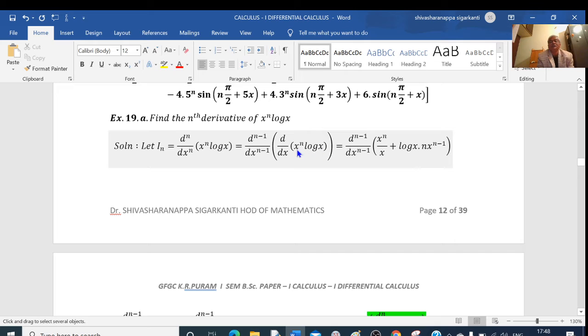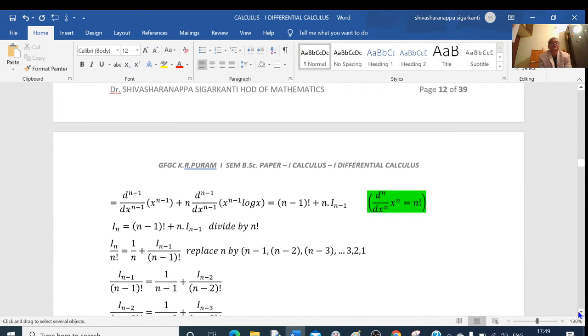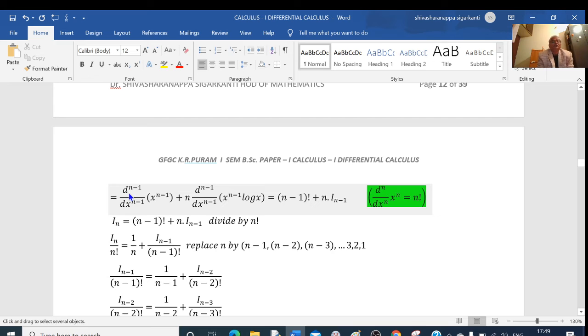d by dx of this means we have to differentiate using the product rule. First function x to the power of n into derivative of log x, which is 1 by x, plus second function log x into derivative of x raised to n, which is n into x power of n minus 1. So this is equal to d^(n-1) by dx^(n-1) of x to the power of n minus 1 plus n into x raised to n minus 1 log x. That is d^(n-1) by dx^(n-1) of x to the power of n minus 1, plus n into d^(n-1) by dx^(n-1) of x power of n minus 1 log x.